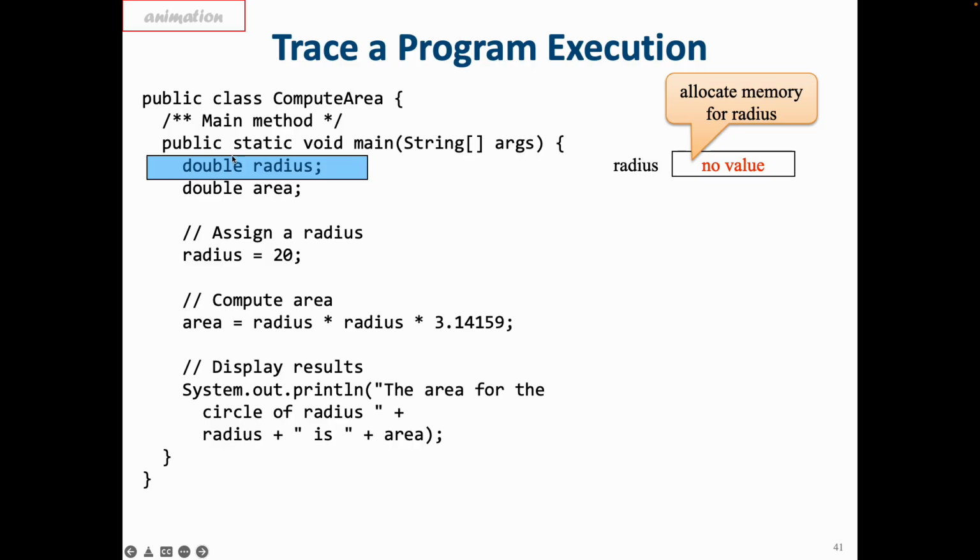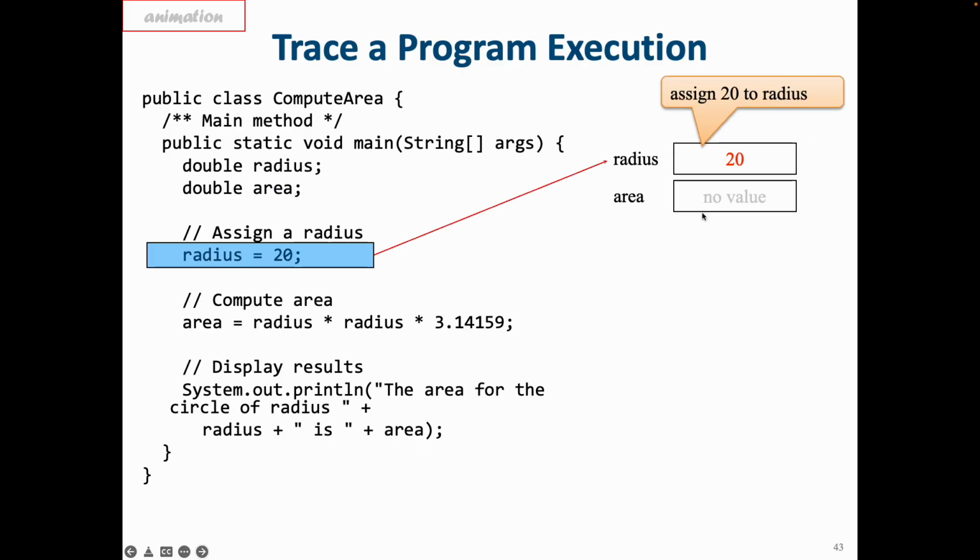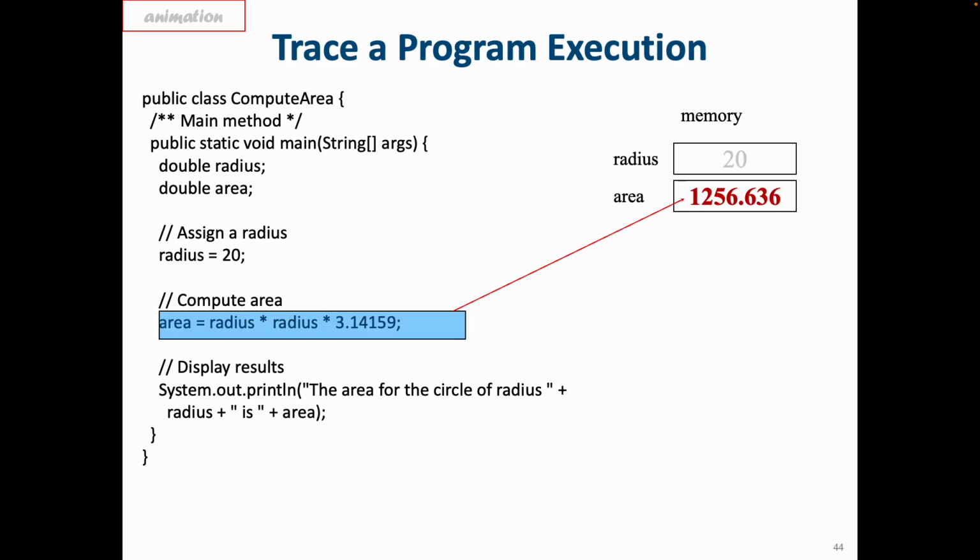So when we say double radius, basically we are declaring a variable named radius, and it allocates a memory for radius, but it has no value. Then we declare another one, area. So again, in the memory, we reserve another space for this area variable. And then we say radius = 20. So we basically write 20 in the memory for the radius variable.